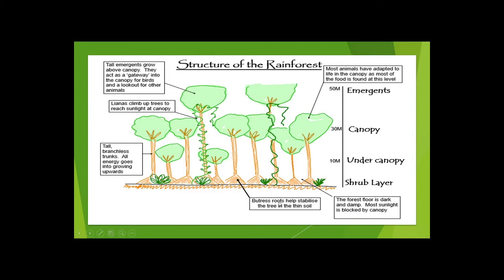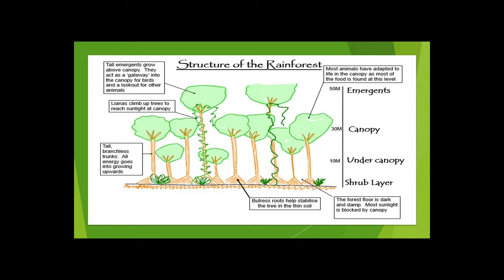At the bottom of the shrub layer we also have buttress roots. They help stabilize the tree in a thin soil. There's so many trees close together, there's a lot of competition. A lot of nutrients being taken, a lot of roots crossing over each other. So the soil is very thin.